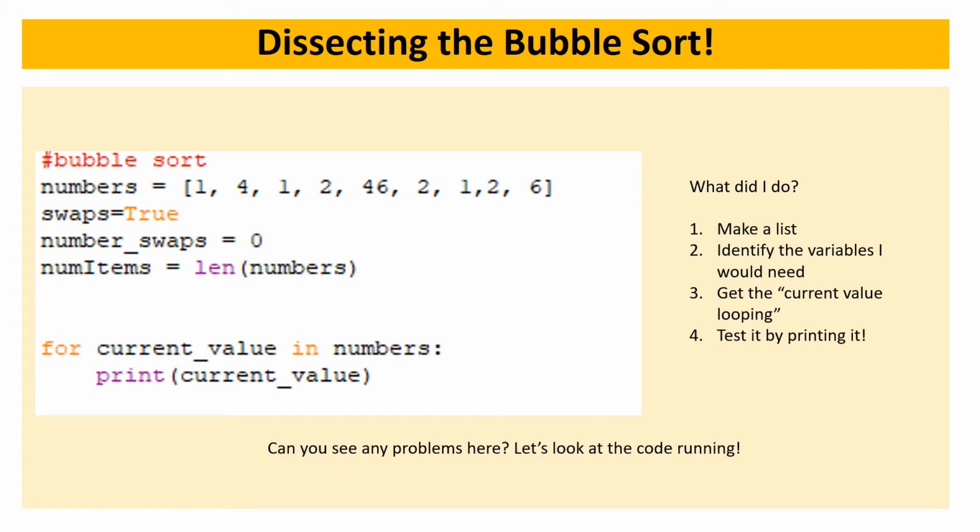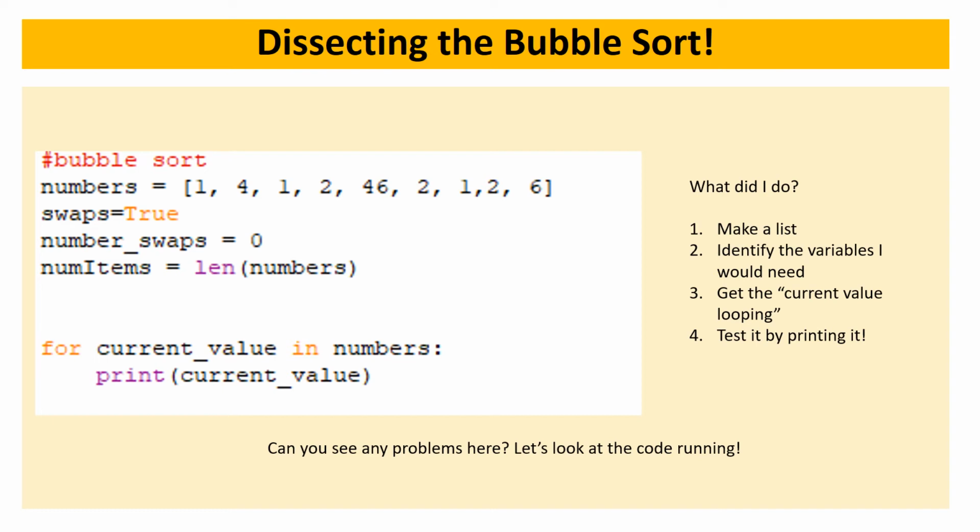Now when you go away to actually make your bubble sort, you're going to go through different stages, as we've already planned them out and you've seen. Don't just jump in and do the whole thing first. This is what I did. I made a list to start with. I identified the variables I'd need.